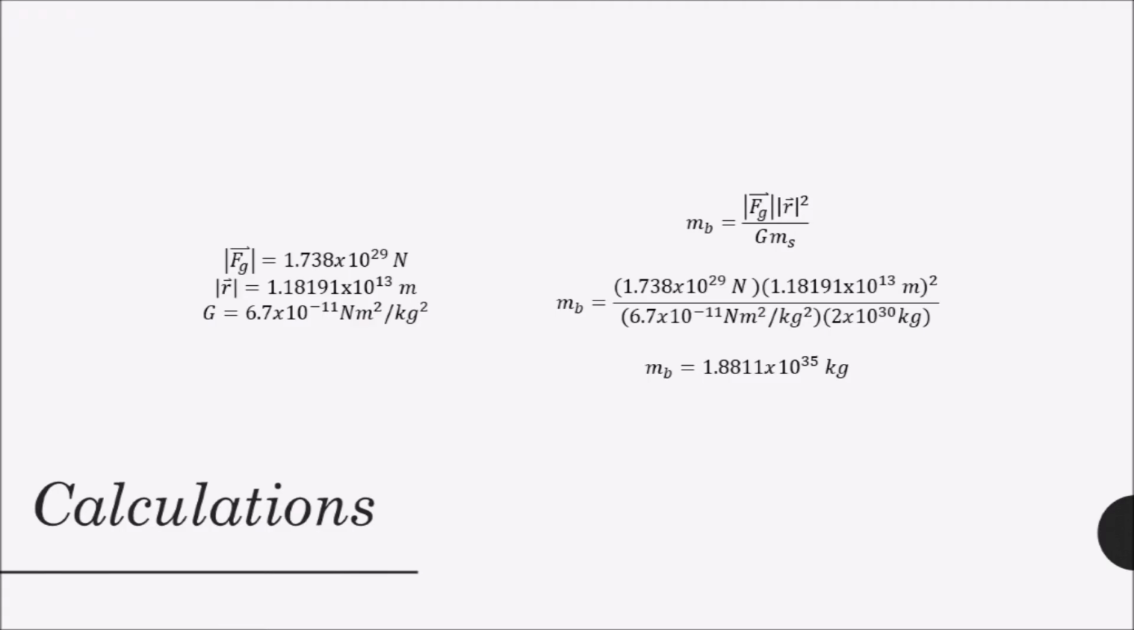We can then plug our data into our formula for the mass of the black hole, which we find to be equal to 1.8811 times 10 to the 35 kilograms.